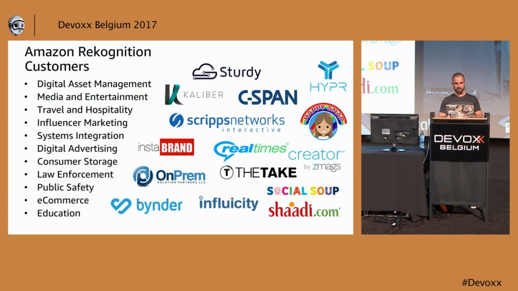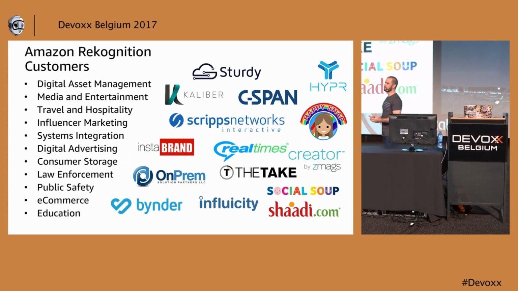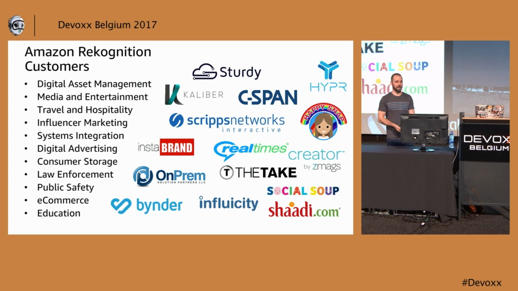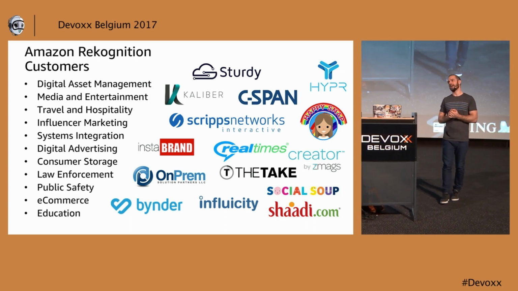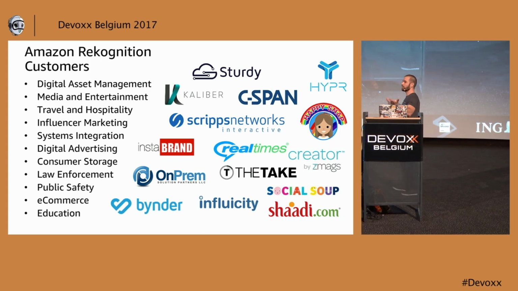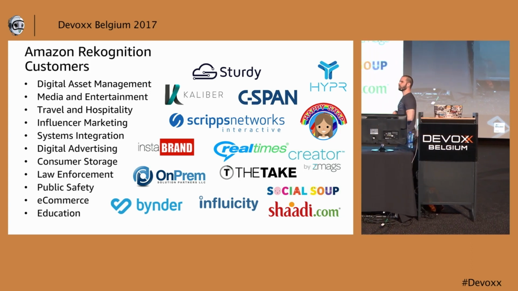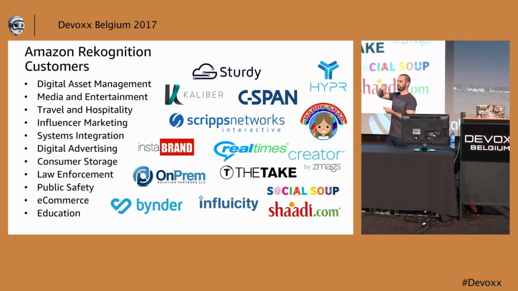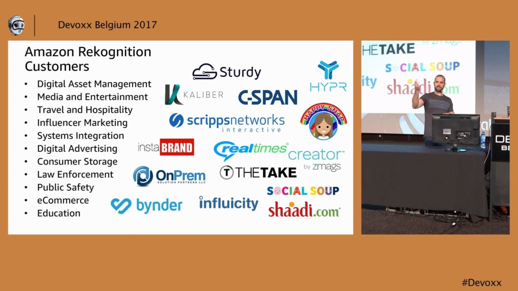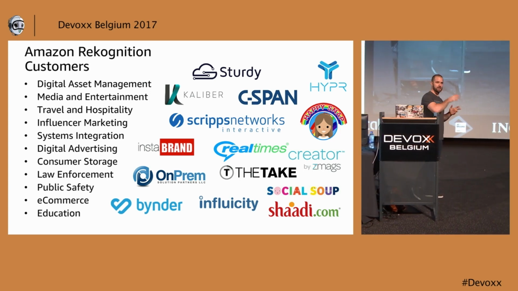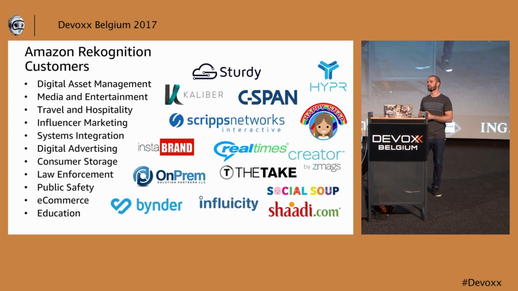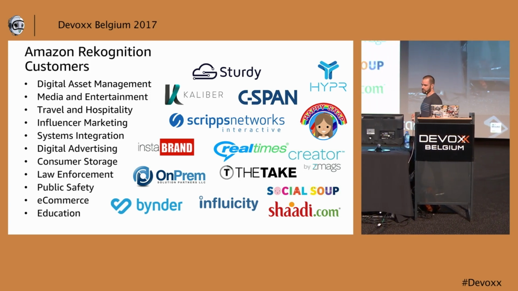Because it's so simple, a lot of customers, of course, are starting to use that, especially in the media space. A customer like Binder is using that to tag all their media assets and be able to know what they have in the image. C-SPAN has done something quite funny: they extract I-frames from videos and send them to Rekognition so they're able to tag videos, right? So what's in the videos? Every 8 seconds, they do stuff like this.